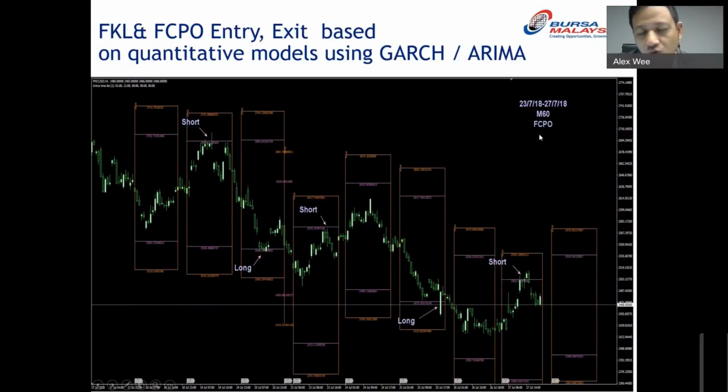This is for the FCPO 60-minute chart, and this will appear on the screen, showing when to long and when to short. All these are customized indicators, which could be based on intermarket, or based on volatility, and enhanced by machine learning.